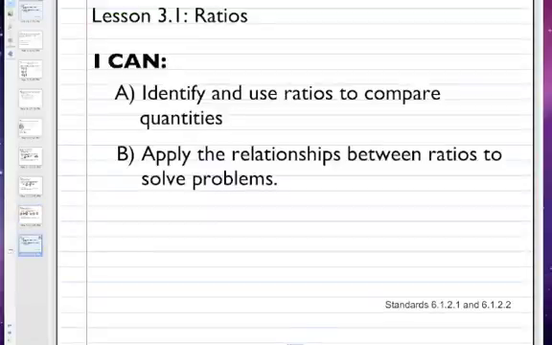All right, that was a lot of information packed into the video, but very important information, as ratios are one of the most important standards for the 6th grade. Review any part of this video that you need to.